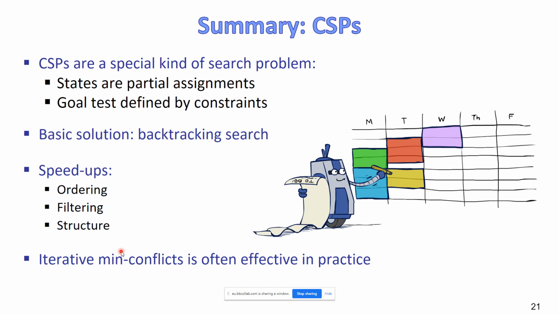Okay, we looked at how we can solve the tree structured CSPs efficiently, and how we can convert CSP problems into tree structure problems and solve them efficiently also. And finally, we studied the iterative improvements, which is, as I said, often effective in practice. Not in all cases, of course, but in many cases it will be effective.